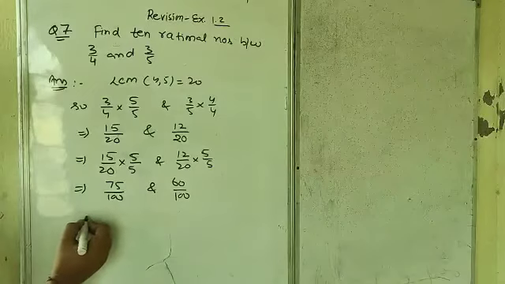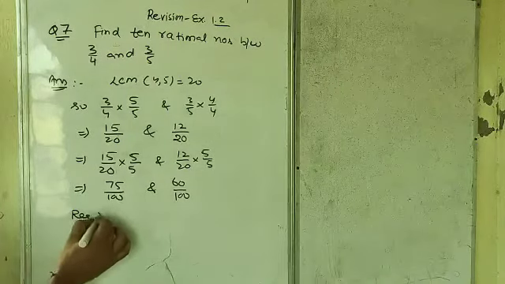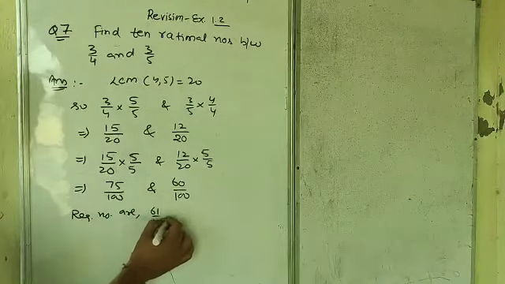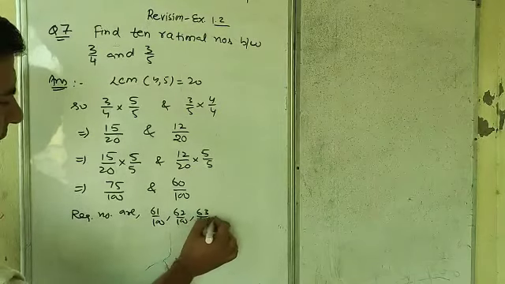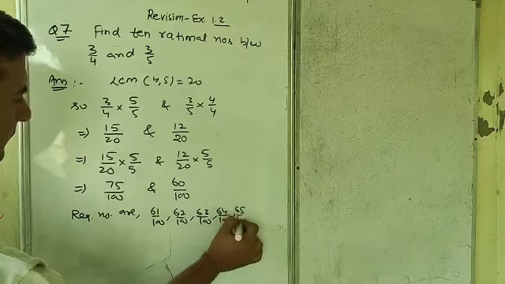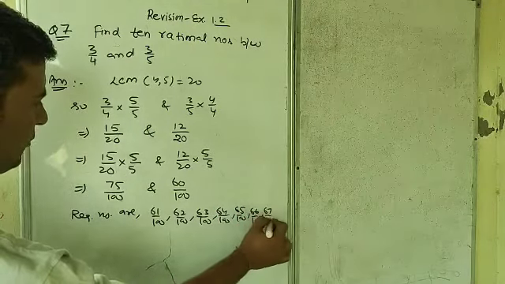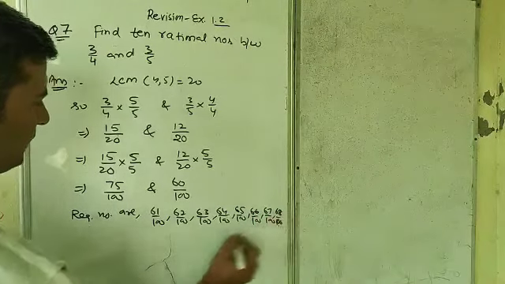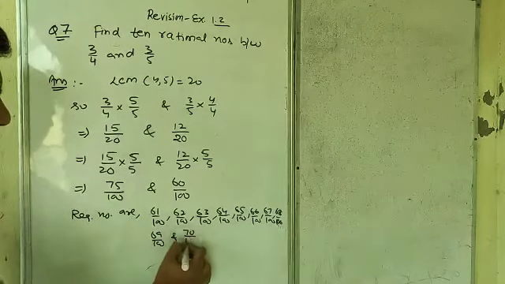So we can write here the required numbers are 61 upon 100, 62 upon 100, 63 upon 100, 67 upon 100, 68 upon 100, 69 upon 100, and 70 upon 100.